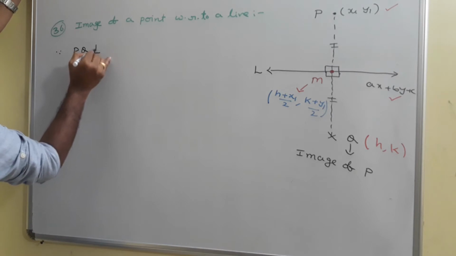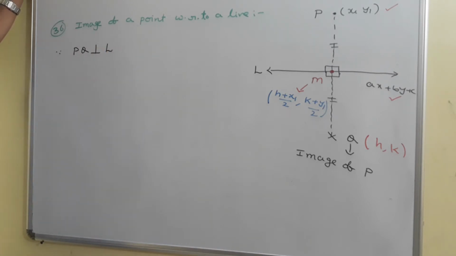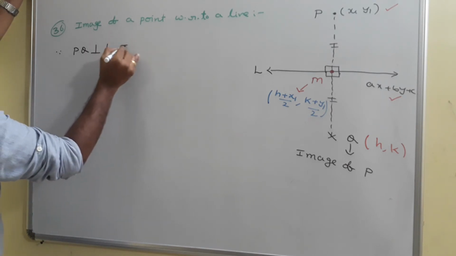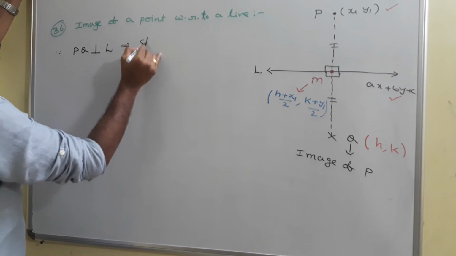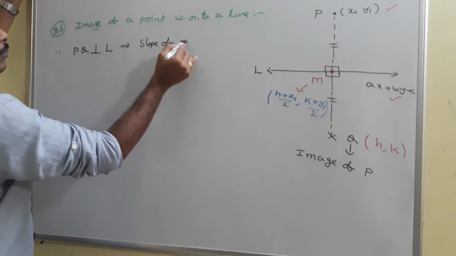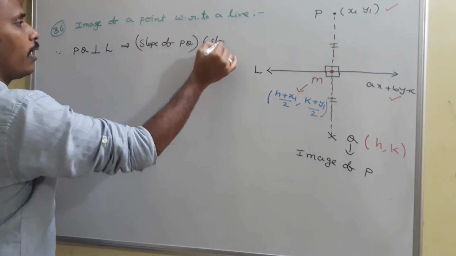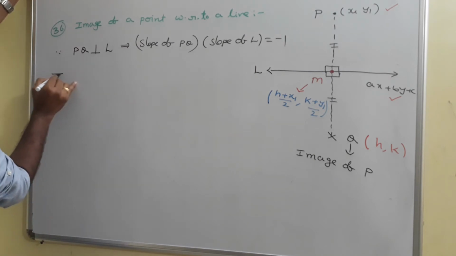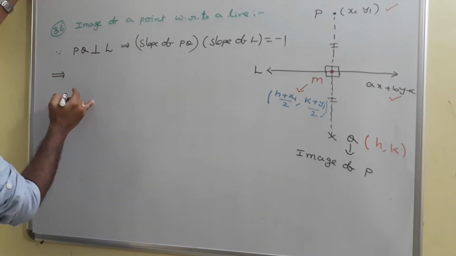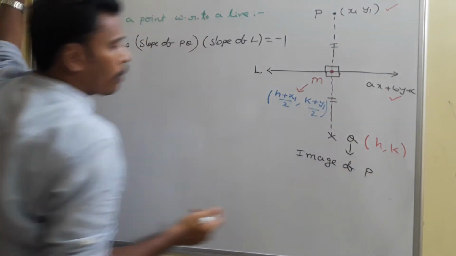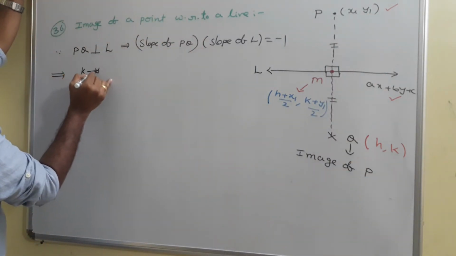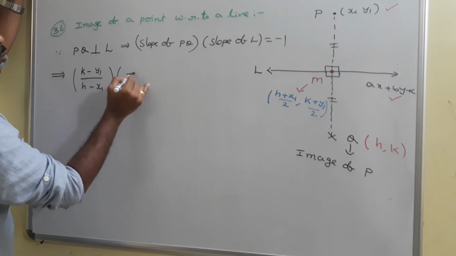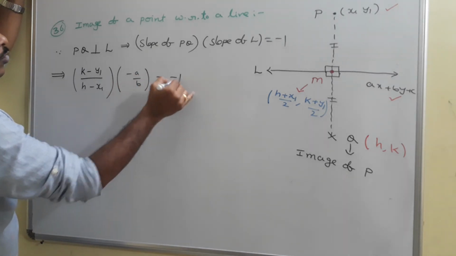PQ is perpendicular to the line L, just like in the above case. Then again what we have in our hands? That implies again, slope of PQ into slope of L is equal to -1. And again, what do you say about the slope of PQ? This P is x1, y1, Q is h, k, and its slope is given by (k minus y1)/(h minus x1), into slope of L, which is minus a by b, and that product is equal to -1.